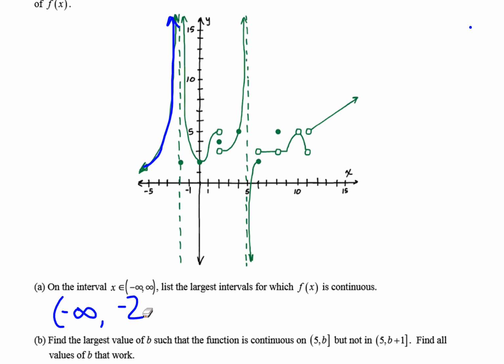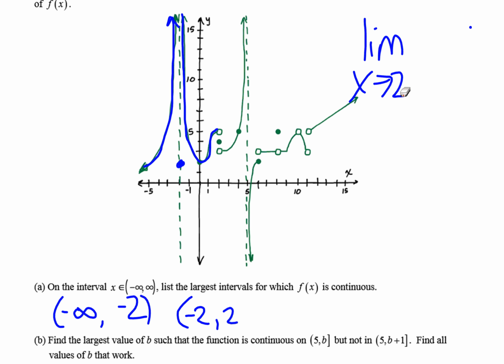negative 2? I can't include negative 2 because f of negative 2, sorry, is 2, and that doesn't work here. Let's see, the next one would be negative 2, not including it. Again, we'll start here, going all the way to 2. Now I can't include 2 again because the limit as x approaches 2 from the left does not equal f of 2.